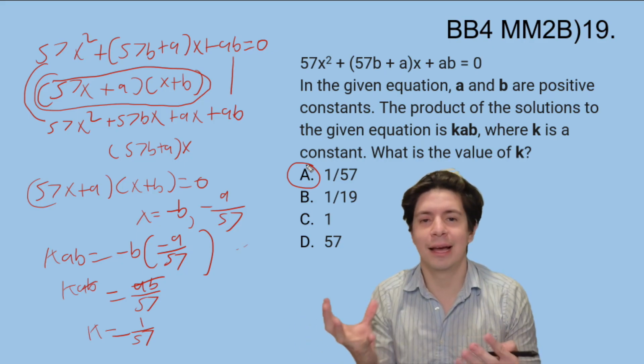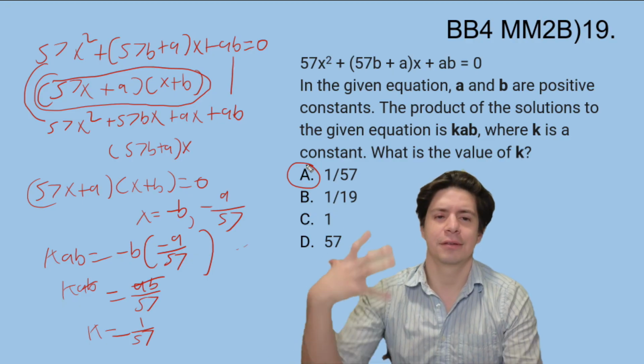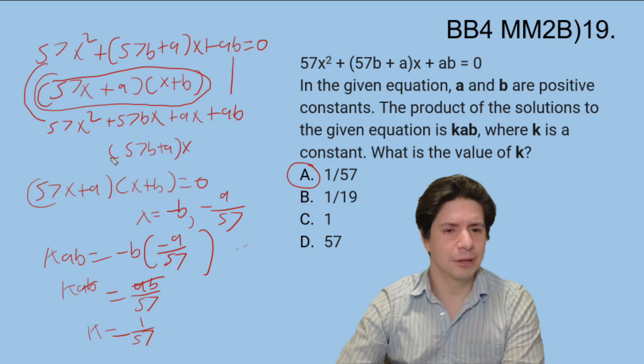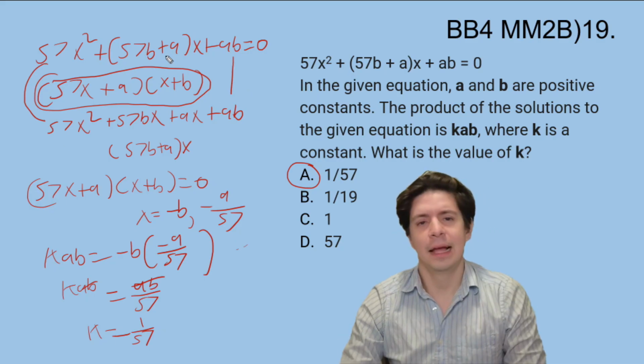What you do is you go kind of on instinct. You're like, this has to work some way. And you think, well, what could I do? Oh, I could try to factor. Okay, I know I need to multiply to 57x squared and ab. Okay, and then there's this 57 here. And you try it out.